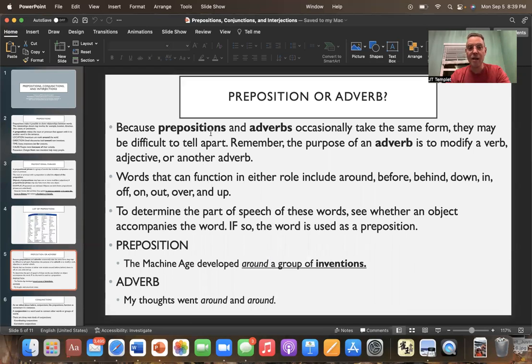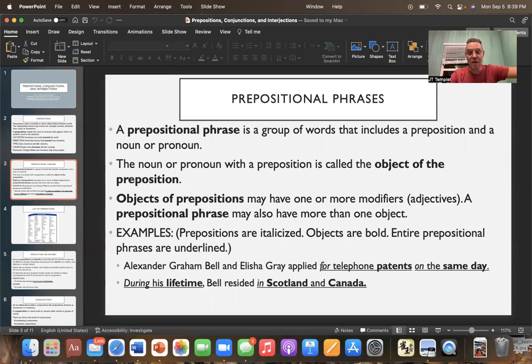Sometimes it gets tricky between prepositions and adverbs because some of them are the same word. Some prepositions are also adverbs, and they can be difficult to tell apart. Remember, the purpose of an adverb is to modify a verb, right? She walked quickly. How did she walk? Quickly. None of those, and if we look at our last sentence, is modifying the verb, right? For is not modifying the verb. It's telling us more about it. It's connecting the verb to an object of that verb.